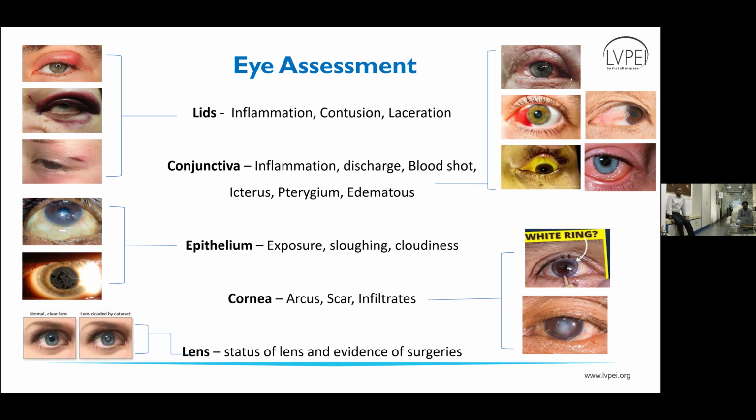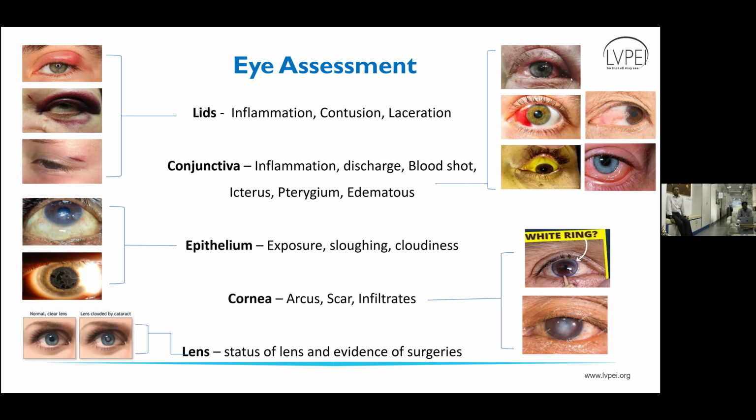And conjunctiva, when it comes to conjunctiva, you have to see the inflammation, any discharge from the lid margins, any bloodshot underlying the conjunctiva, and any icterus. Icterus means again the evidence of jaundice, that yellowish of the eyes, right? So that is the thing. And pterygium, if there is any pterygium growth on the cornea from the limbal side, that also we can identify, and any edema of the conjunctiva. So all of these need to be noted in our eye assessment form.